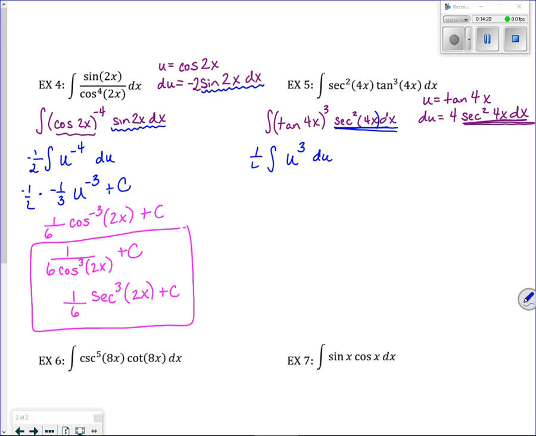Well, golly darn, that looks really simple to integrate. Increase the power by 1, divide by the new power, the 1/4 comes along for the ride, and so I get a final answer of 1/16. And then my u was tangent, so tangent to the 4th of 4x plus c.